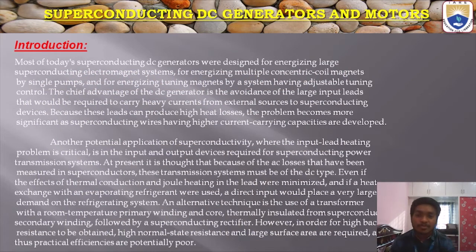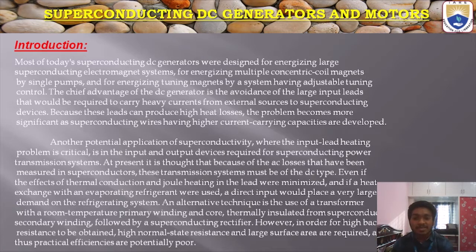Introduction. Most of today's superconducting DC generators are designed for energizing large superconducting electromagnet systems, for energizing multiple constant coil magnets by simple pumps, and for energizing tuning magnets by systems having adjustable tuning control. The chief advantage of the DC generator is the avoidance of large input leads that would be required to carry heavy currents from external sources to superconducting devices. Because these leads can produce high heat losses, the problem becomes more significant.